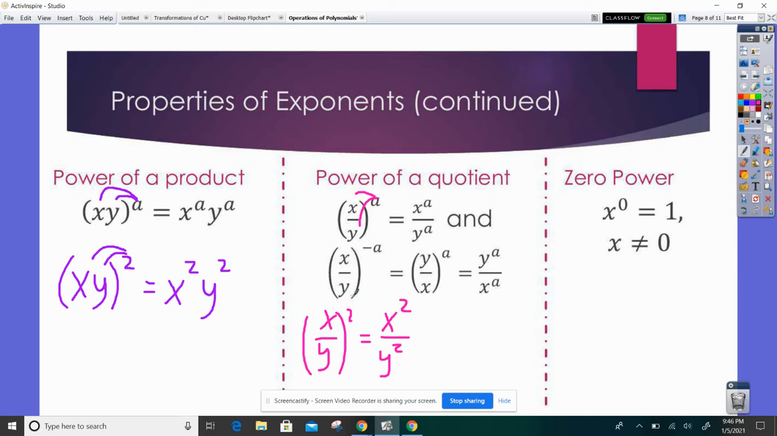Okay, now when we have a negative exponent on the outside, to get rid of that negative, we flip our numerator and denominator and then distribute it. Okay, so if I had x over y to the power of negative 2, I would flip it to y over x first, and then distribute that second power, giving me y squared over x squared. All right, remember negative exponents always flip from numerator to denominator and denominator to numerator.